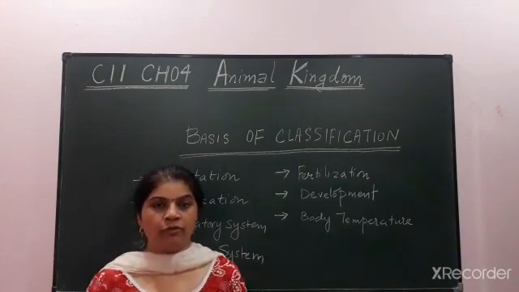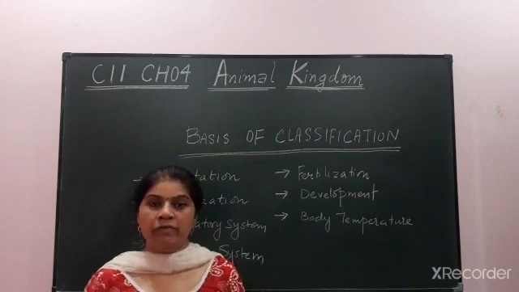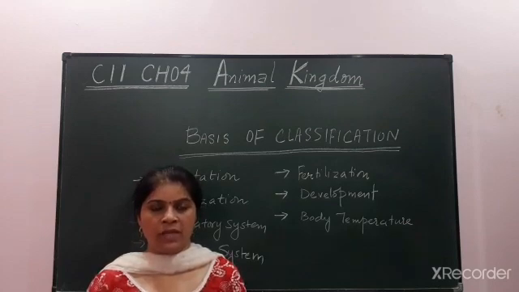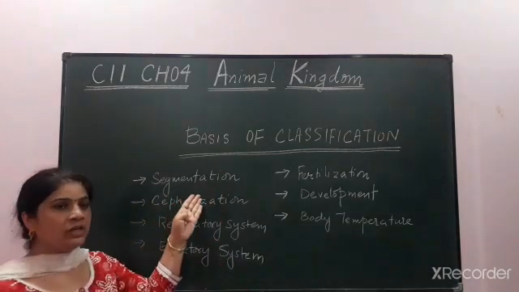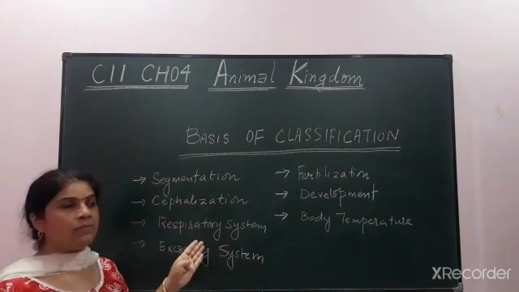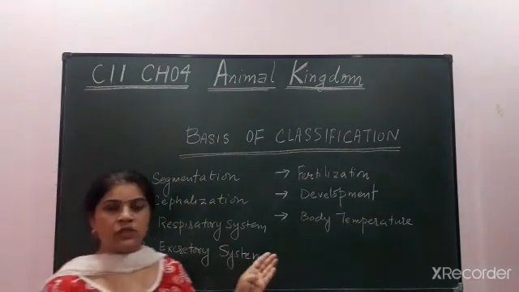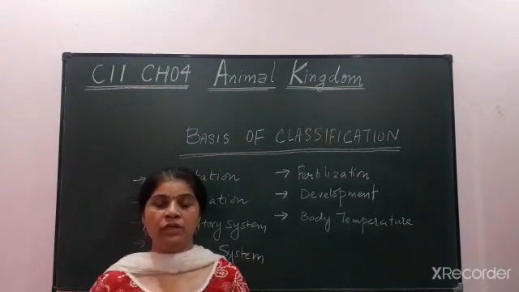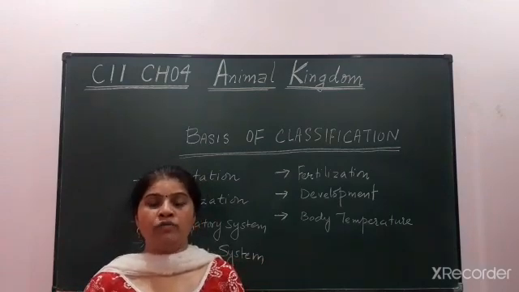Dear students, we are doing our fourth chapter, that is Animal Kingdom, and today we will continue the same topic, that is the basis of classification. In my previous video, I discussed various bases like level of organization, body plan, symmetry, body cavity, digestive system and circulatory system. And today I will be discussing my next points, that is segmentation, cephalization, respiratory system, excretory system, fertilization, development and body temperature, so that we get a broad idea of the various phyla which we will be studying in our next videos.